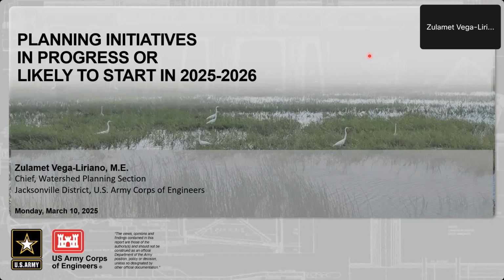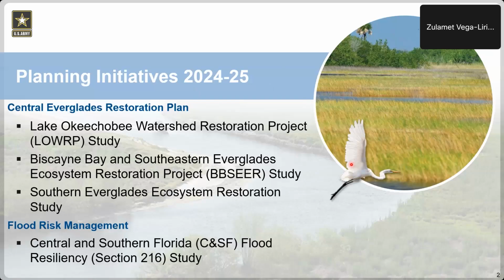My name is Sulamed Vega Liviano, and I'm the Chief of the Watershed Planning Section in the Planning Division at the U.S. Army Corps of Engineers, Jacksonville District. Today, I will talk to you about a portion of our current portfolio that focuses on active and forthcoming planning studies in feasibility phase under the Central Everglades Restoration Plan framework.